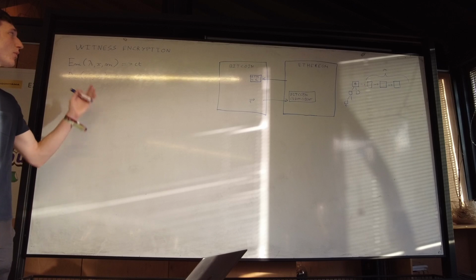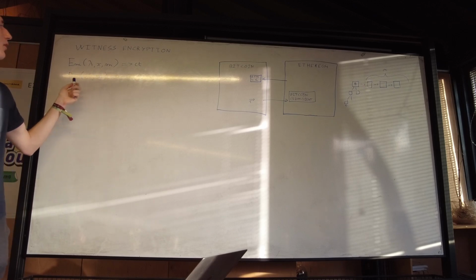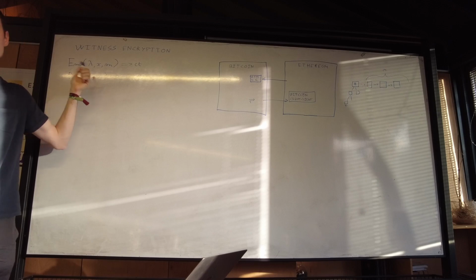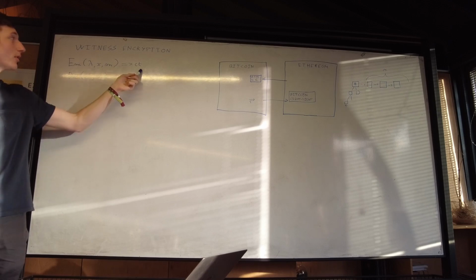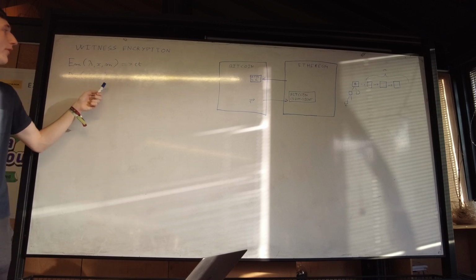So as you can see, it's quite similar to ZK in some way. The main difference here is that instead of having a verifier that outputs 0 or 1 if the witness verifies the instance, now you are encrypting a message. And you can only decrypt it if you know a valid witness.